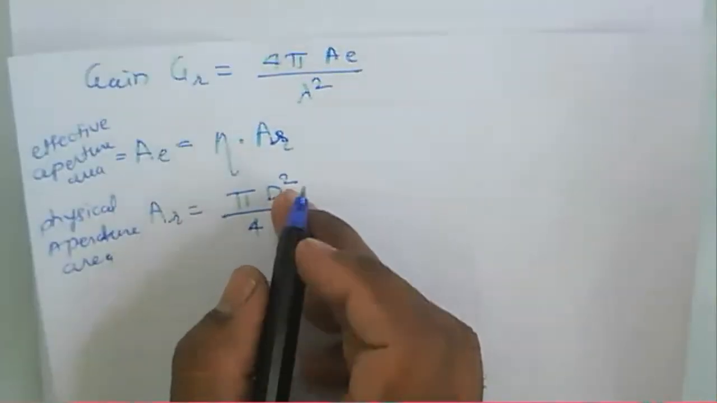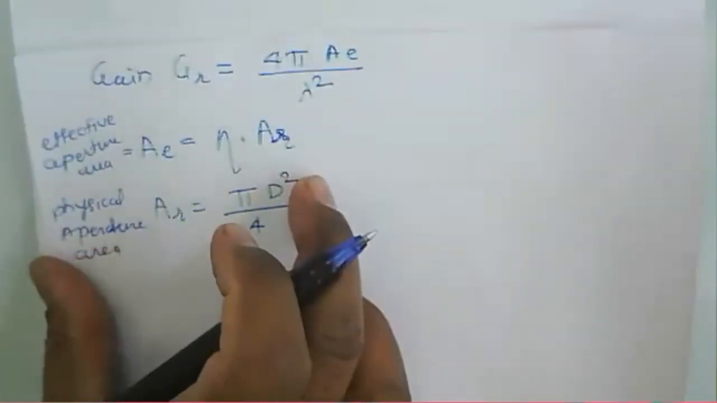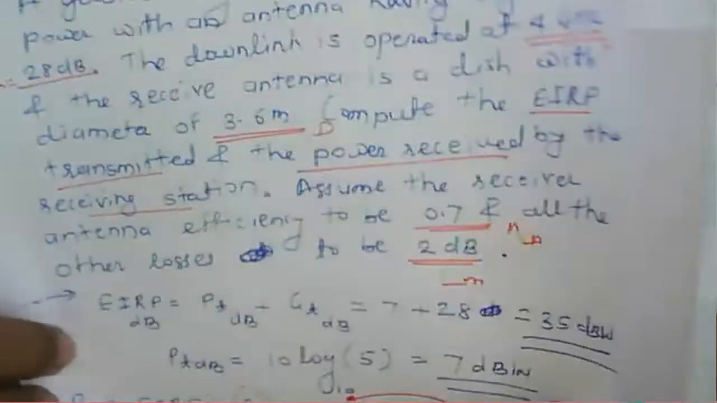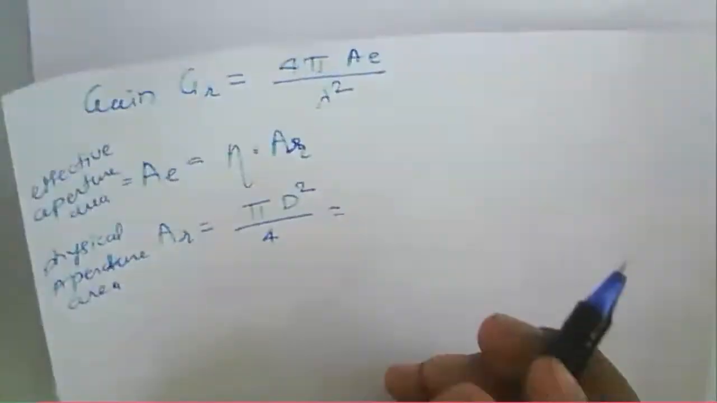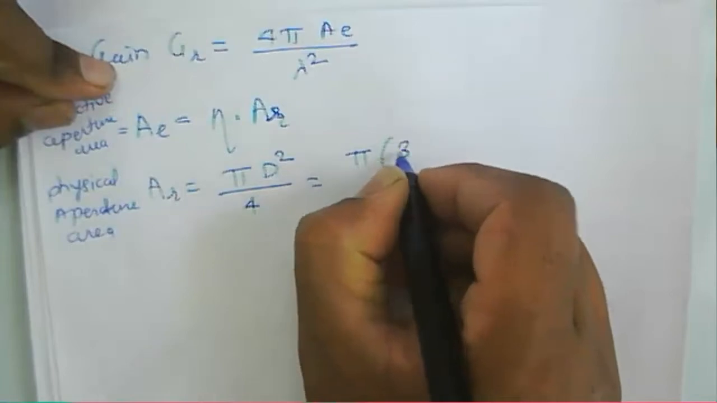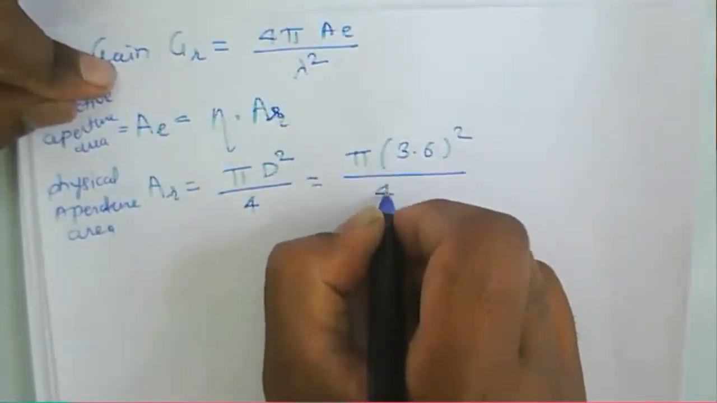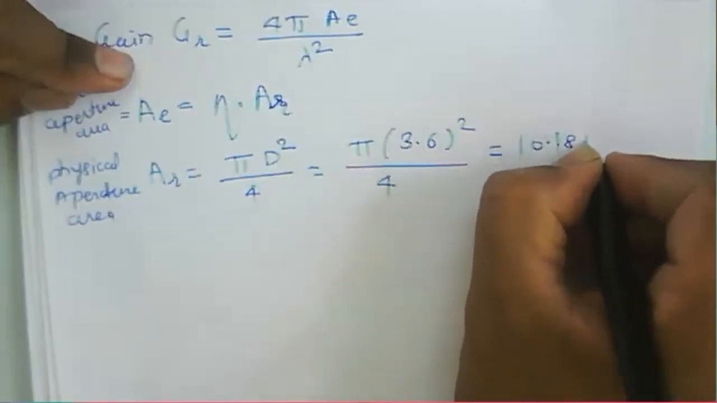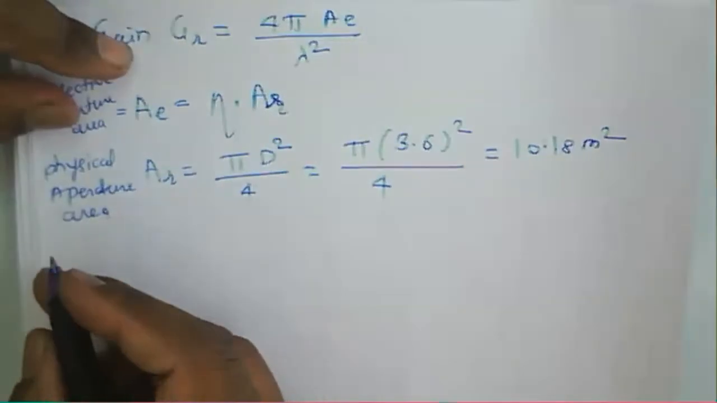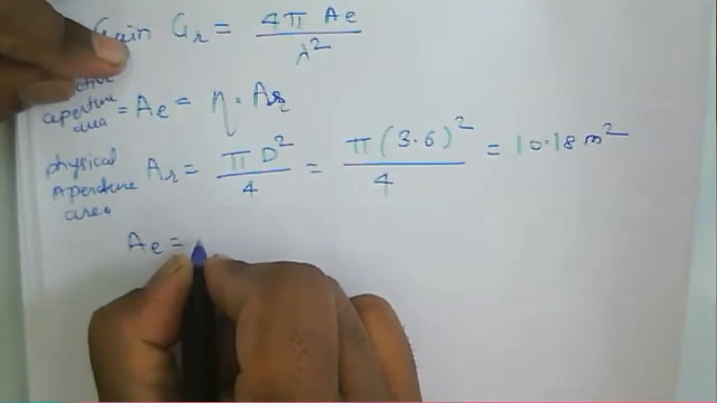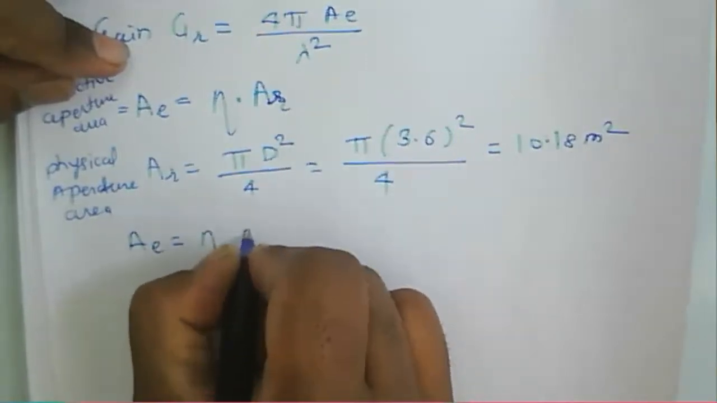Now we can calculate from the diameter that is given. The diameter is about 3.6 meter. So the aperture area is equal to pi times 3.6 squared divided by 4. Then we'll get 10.18 meter square. That is about the aperture area. Then the effective aperture area is equal to eta into AR.